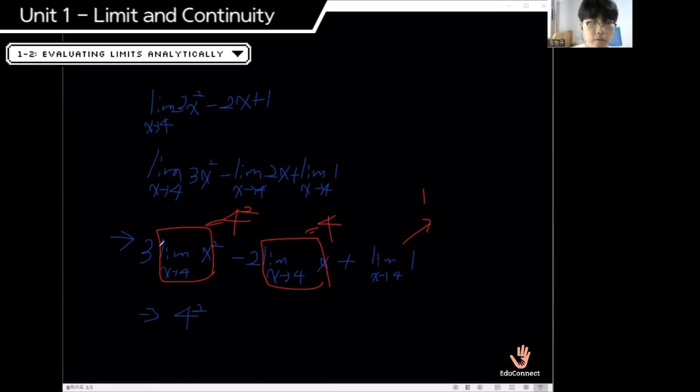So now we just have to simplify this and add and subtract, and we get 3 times 16 minus 8 plus 1. So we calculate, we get 41. So the limit as x approaches 4 of 3x squared minus 2x plus 1 is equal to 41.